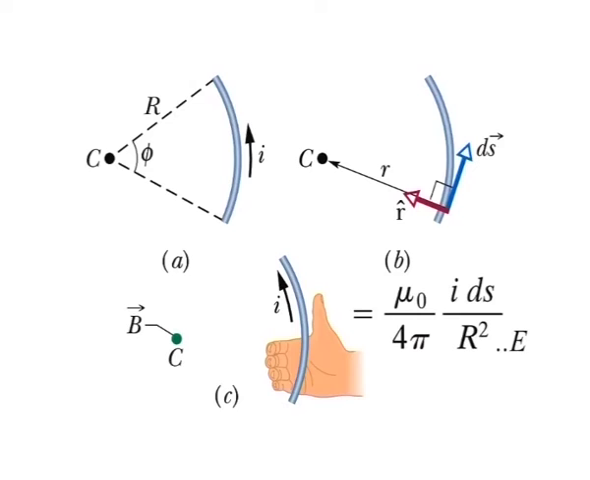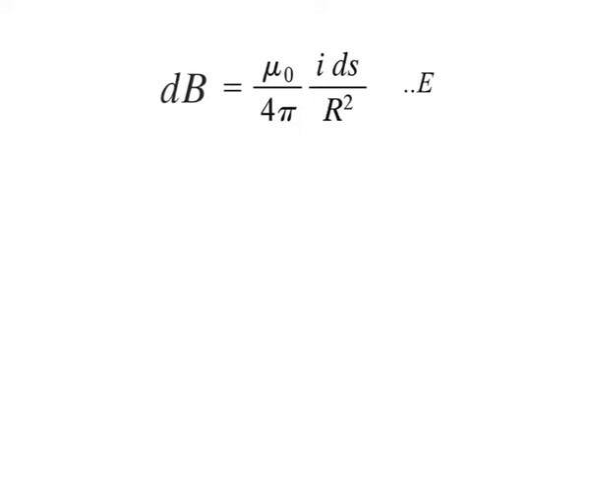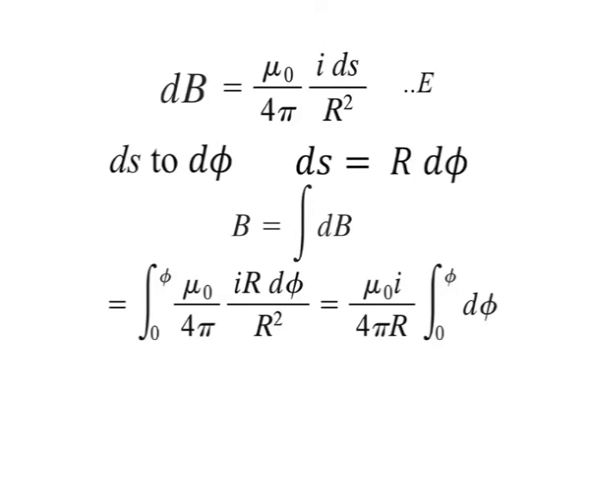We want the result to indicate how the total field depends on the angle of the arc rather than the arc length. So, in equation E, we switch from ds to dφ by using the identity ds equals r dφ. The summation by integration is then given by this equation. Integrating, we find that B is equal to μ0 I φ divided by 4πr.